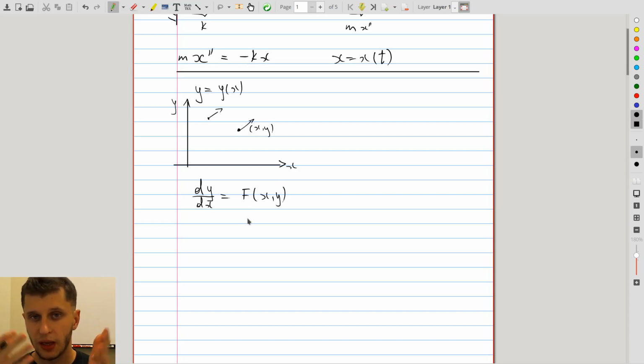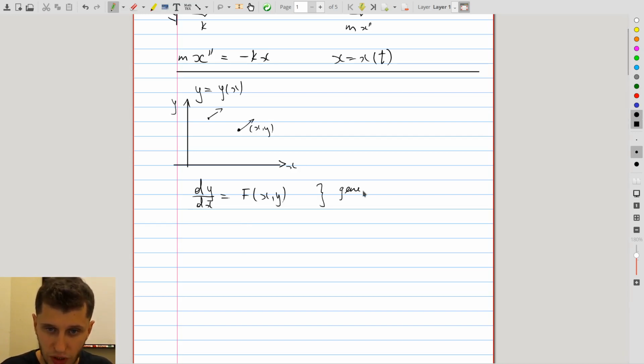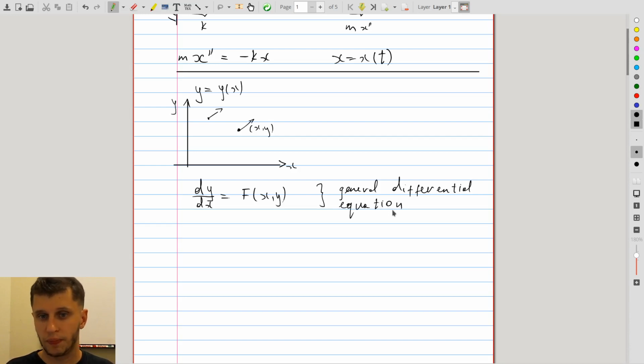In other words, we want to prescribe the derivative y prime of x as a function of both x and y. Now this is the general form of a differential equation. So this is a general differential equation of the first order of one variable. So this is the so-called ordinary differential equation.